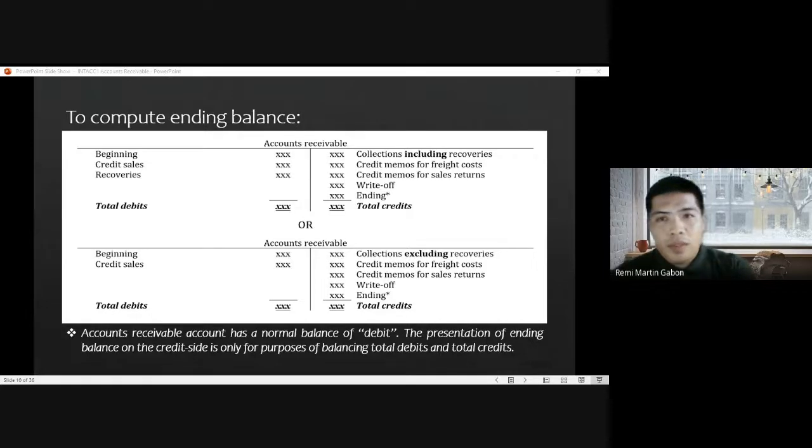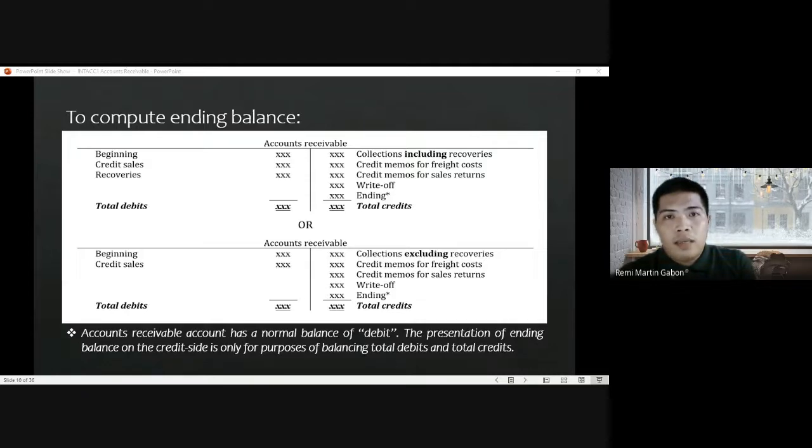So now, how do we relate it with credit memos for freight cost? The question should be, when do credit memos for freight cost happen? Or where do we associate credit memos for freight cost? The answer is under FOB destination, freight collect.